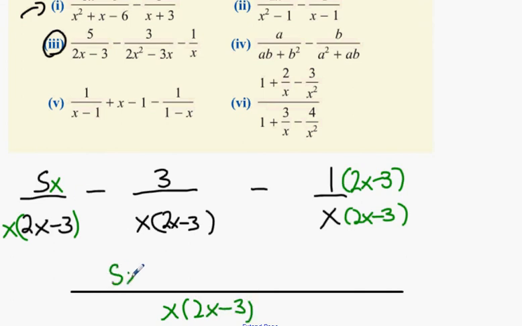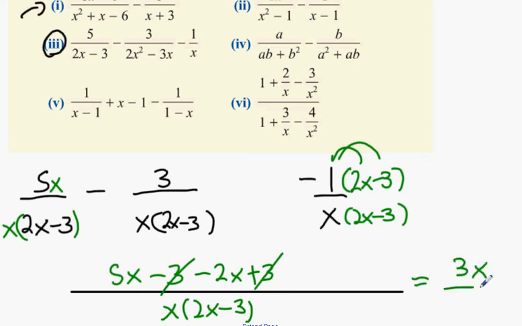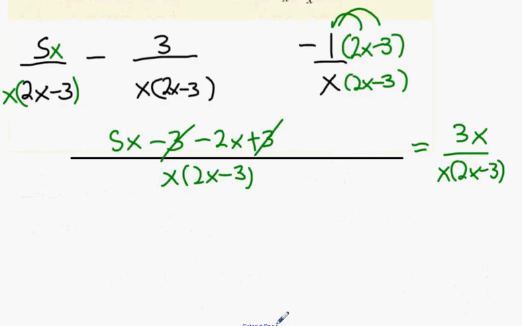So 5x minus 3, and then minus 1 is minus 2x. Thank you. And after that, 3x over x bracket 2x minus 3. What else will cancel there, guys? The x on the outside of the bracket and that x there will cancel because they're both multiplied by x.